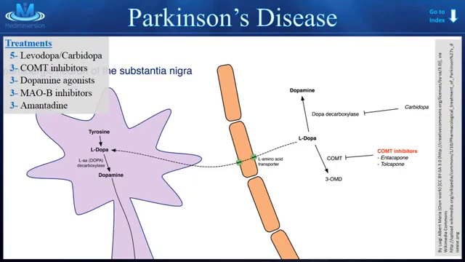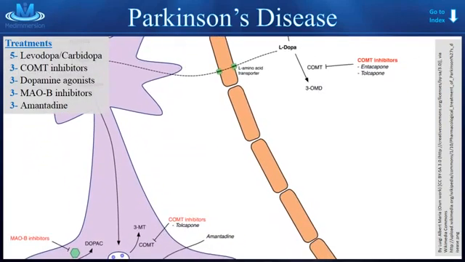Not only does it decrease the side effects, but it also allows more L-dopa to be available to be used in the central nervous system because it isn't converted peripherally. It's not wasted peripherally, okay? Along that same line, the COMT inhibitors, 3 out of 5.